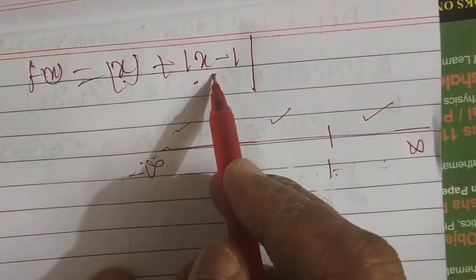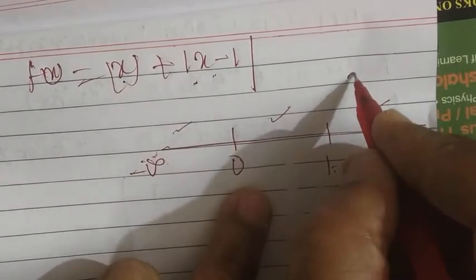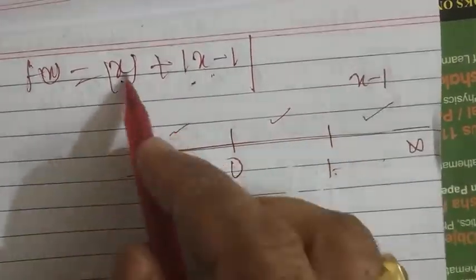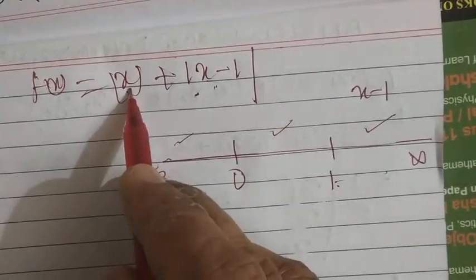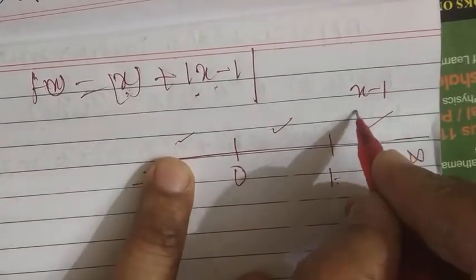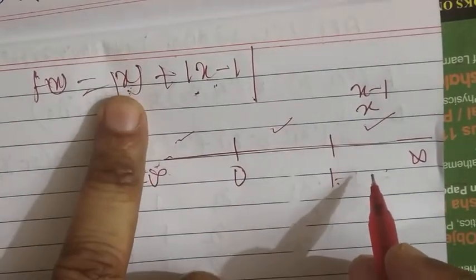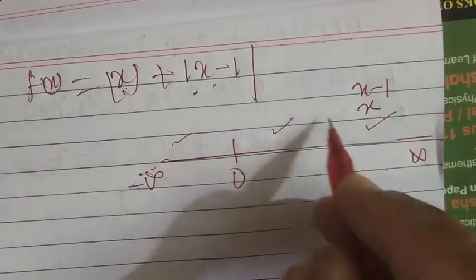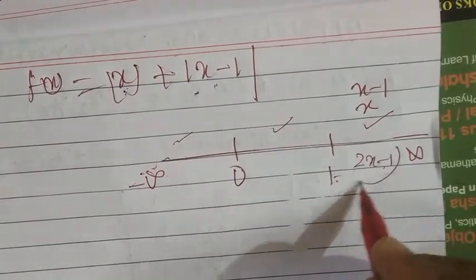Modulus of a positive thing is itself. So the result is x minus 1. Here this is also plus. Modulus of this is x. Mod of 2 is 2. And these two are added. So it is 2x minus 1.